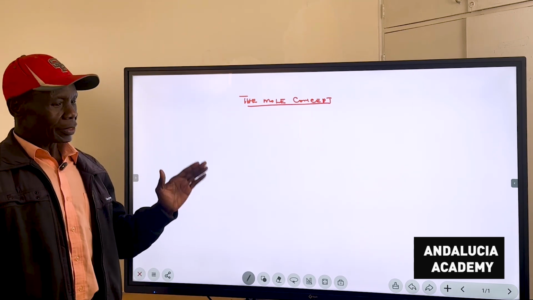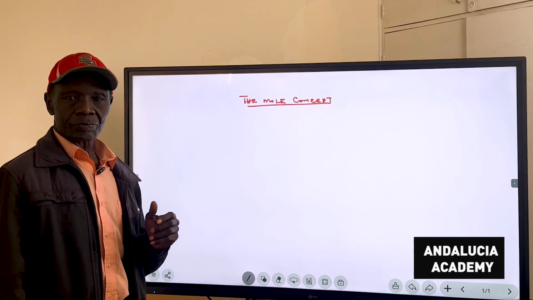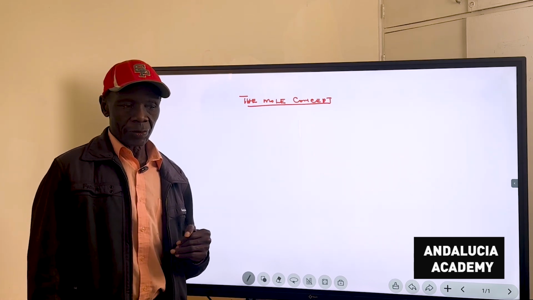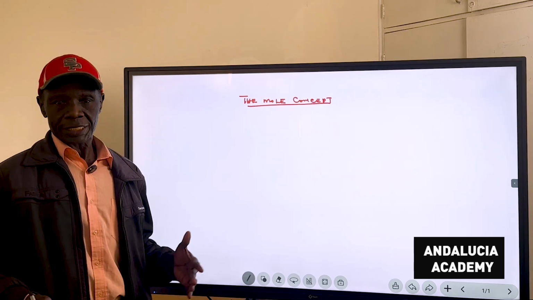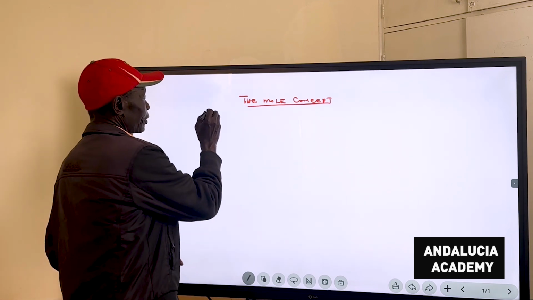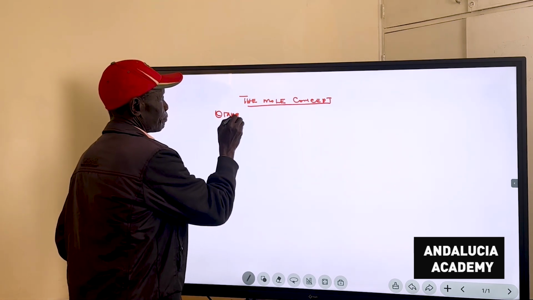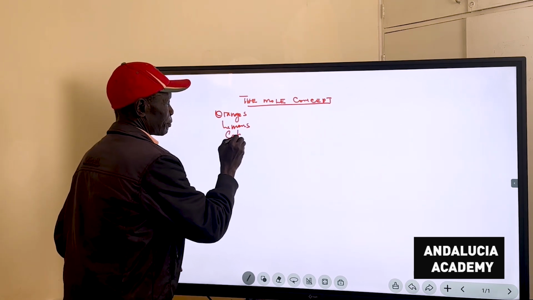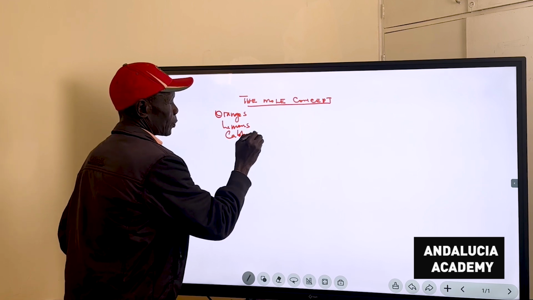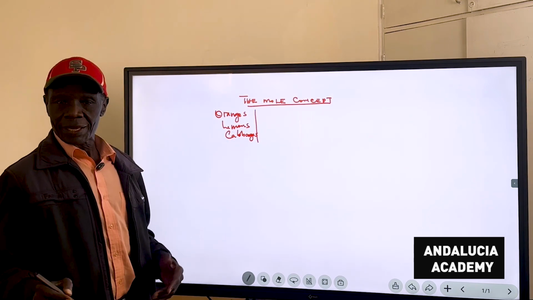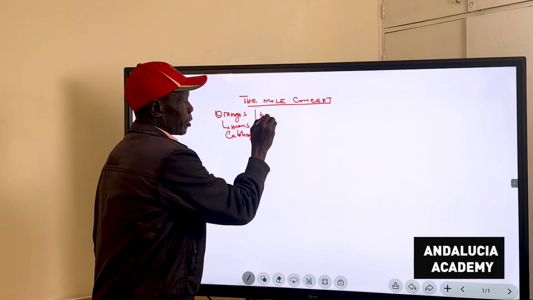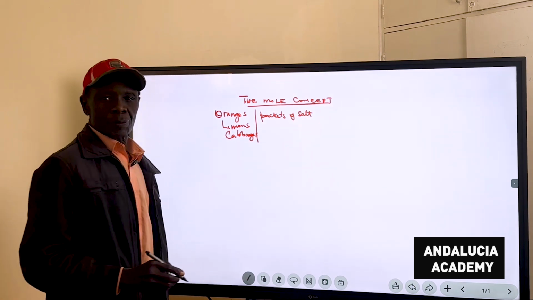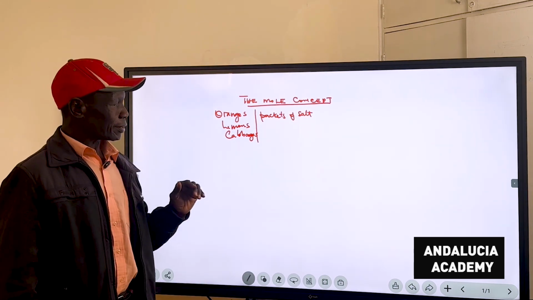Now, before I introduce the concept, I'd like you to take a scenario where you are sent to the market. You know, when you go to the market, you'll buy different items. You can buy, let's say, oranges, lemons, cabbages, and you can also buy packets, let's say packets of salt. You can also buy bags of different quantities.